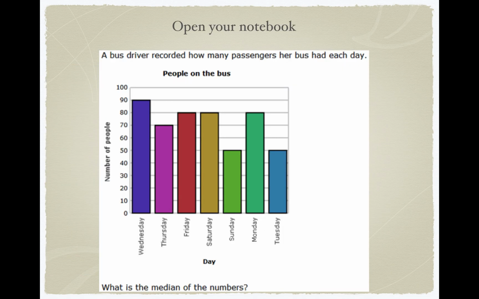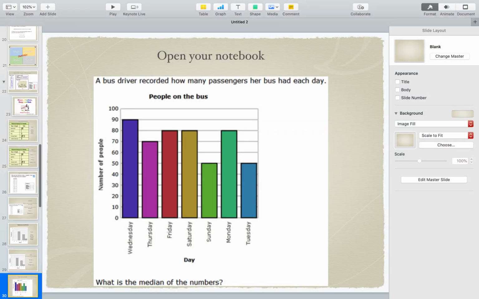Now let's continue. So this is the next question. A bus driver recorded how many passengers her bus had each day. Now what is the median of the numbers? So if you can now find the median of the numbers. So how do we find the median of the numbers? Remember our video, okay? You need to write down the values, perhaps here at the top. And the next step would be arrange the numbers from smallest to biggest. And I will give you some time to think about it.